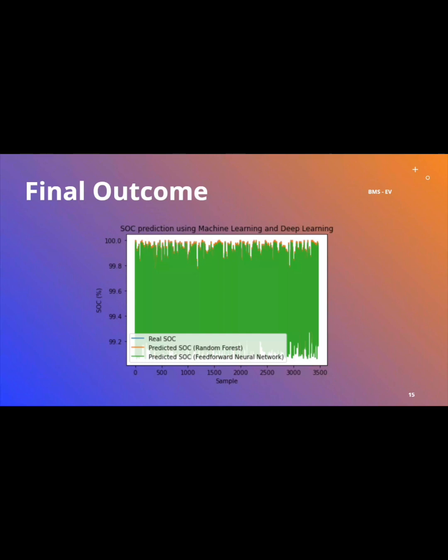As you can rightly see, the real SOC follows very closely to the predicted SOC as given by our neural networks, both by a random forest as well as a feed-forward neural network. We are getting an accuracy of around 99.8%, thus proving the model has been trained correctly.